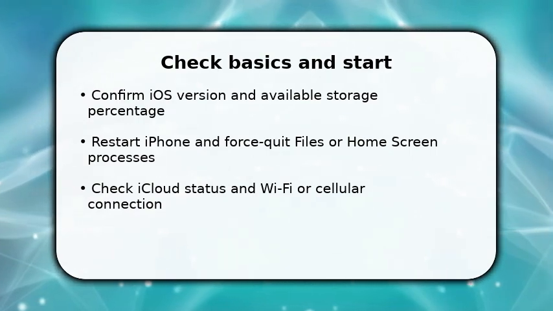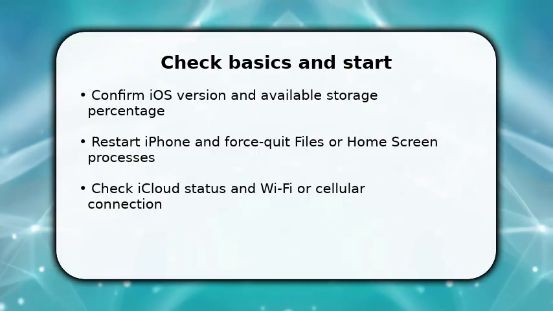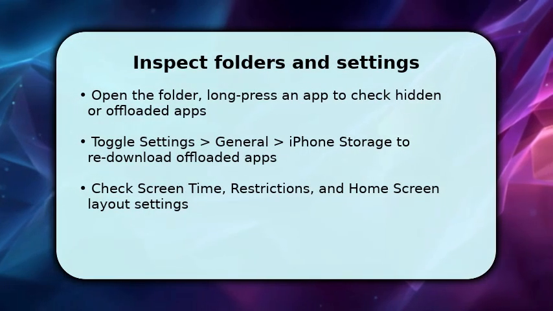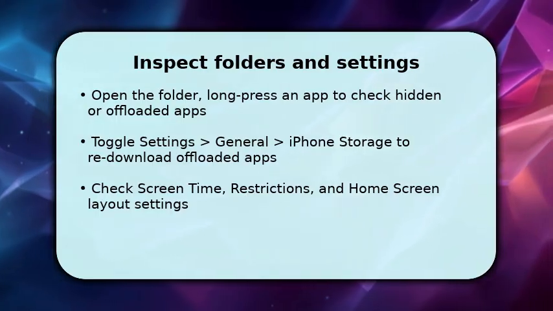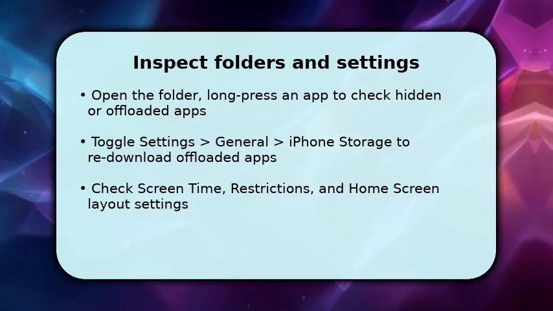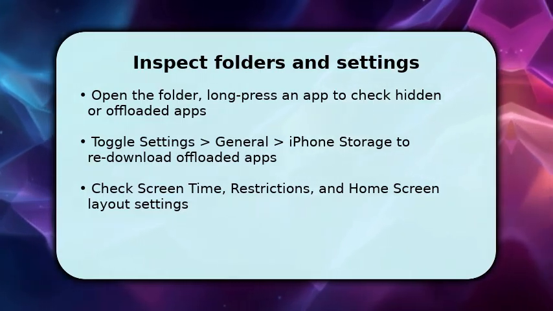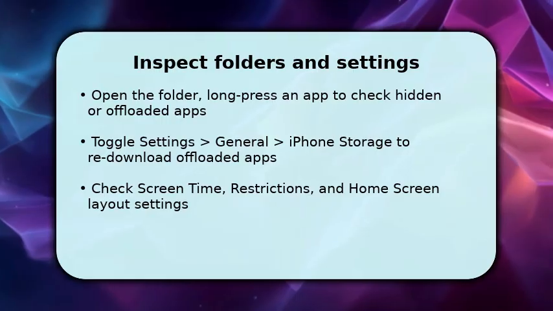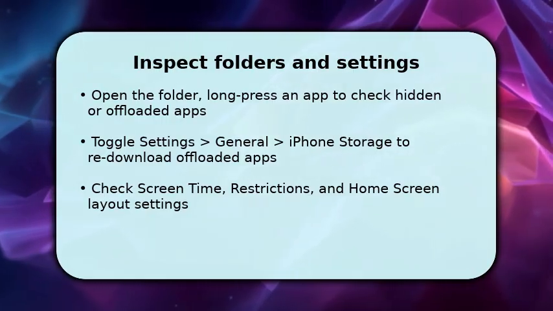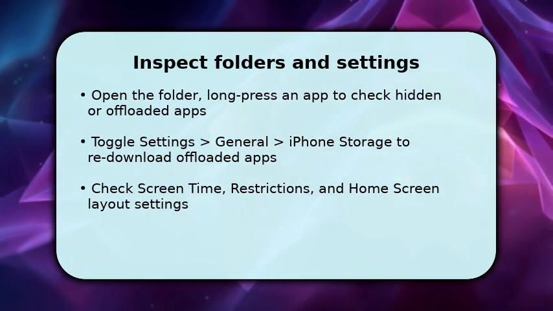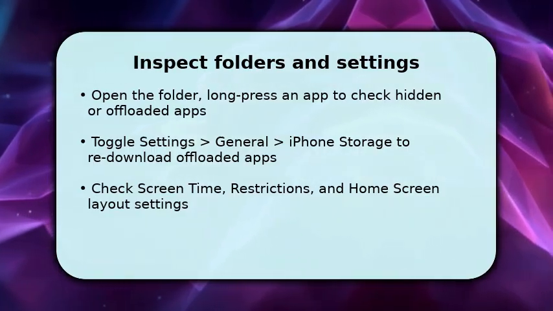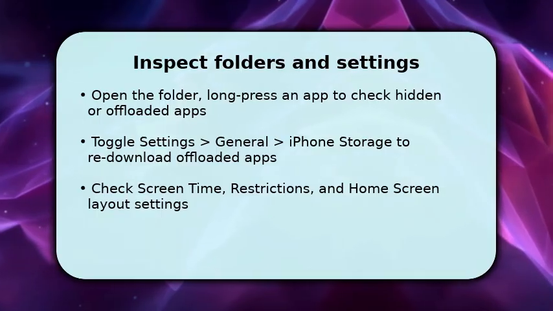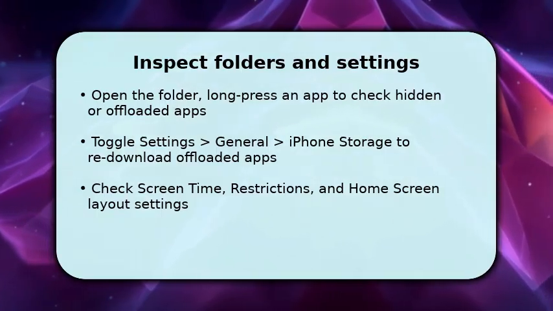You should examine the folder contents closely. Long press inside to reveal hidden apps or edit mode, since offloaded apps can disappear visually but remain listed. If apps are offloaded, go to Settings, General, iPhone Storage, and re-download the apps to restore icons. This fixes many empty folder cases. Also check Screen Time and Content and Privacy restrictions, because disabled apps vanish from folders. Make sure home screen layout filters aren't hiding pages.